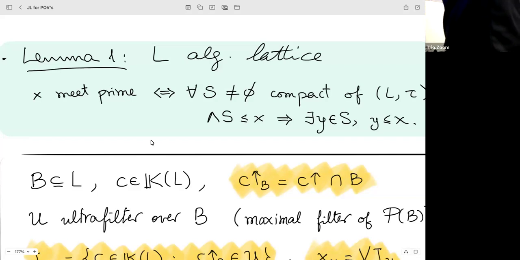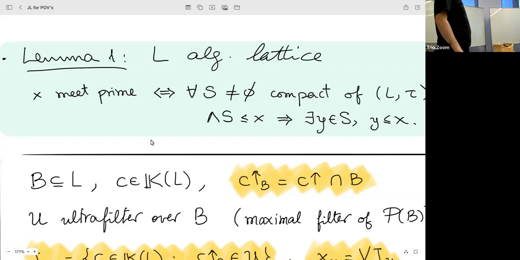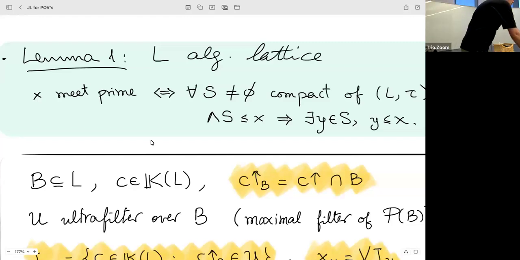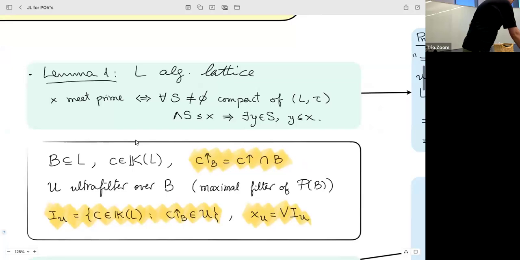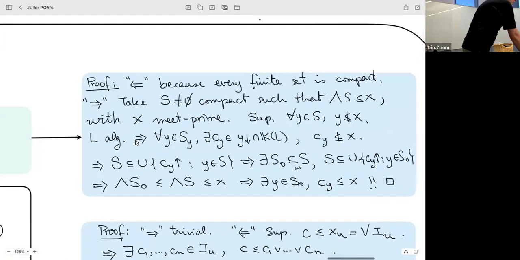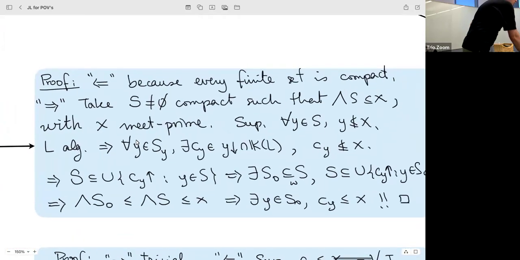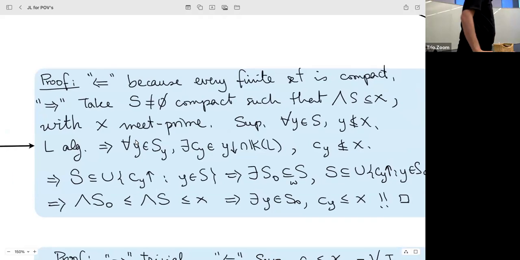Every finite is compact. Sorry, every finite is compact, yes, sorry. The other proof: if it is meet prime, then you have to prove that this is going to be also true for compact sets. I can show you the proofs. I wrote them. So if you are really interested, let's see one of these proofs because I think at least one is informative.